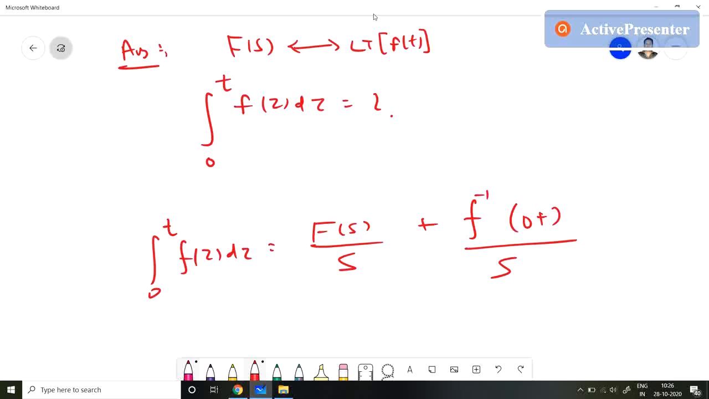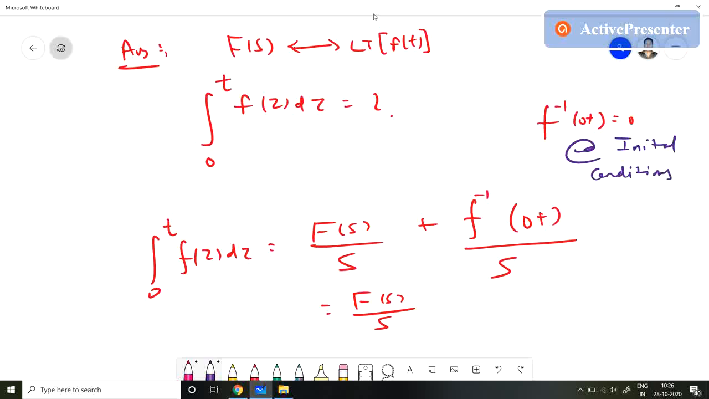So since this is 0, what we will get? We will get F(s) divided by s. Why? Because f inverse at 0 plus is equal to 0. Because initial conditions are equal to 0.